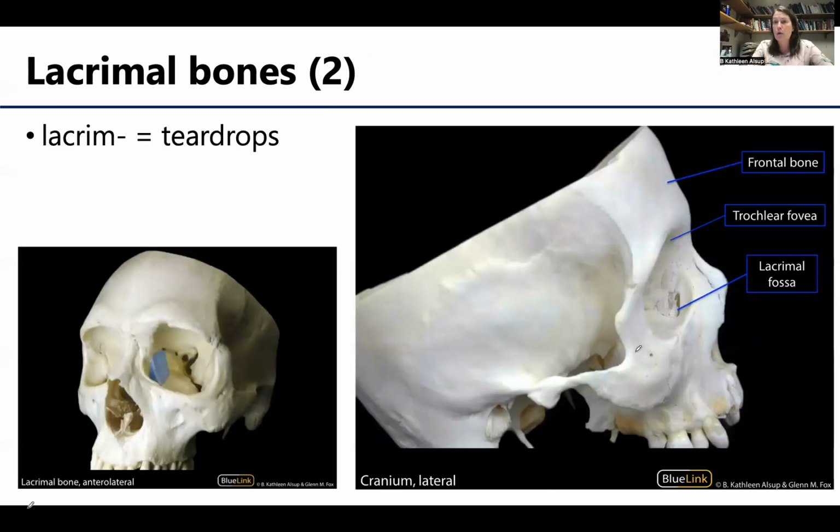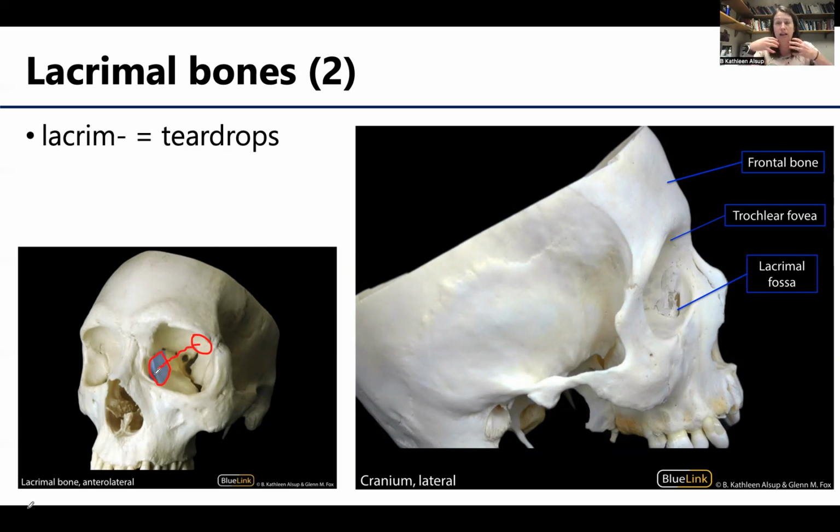Some of the smaller bones associated with the viscerocranium are the lacrimal bones. You can see it really nicely outlined here. There's one on either side. Your lacrimal gland, which is the gland that produces tears, is actually housed right up here with the frontal bone. Eventually, tears will make their way down to the lacrimal bone, and there's this fossa here that allows for them to drain into the nasal cavity.